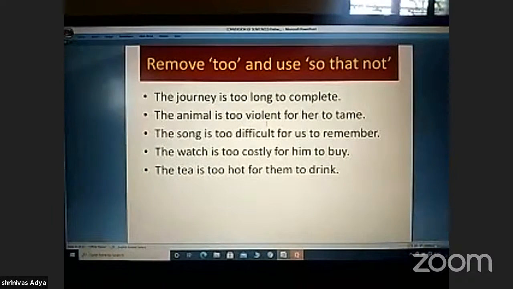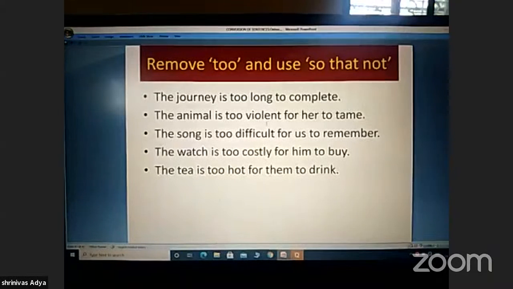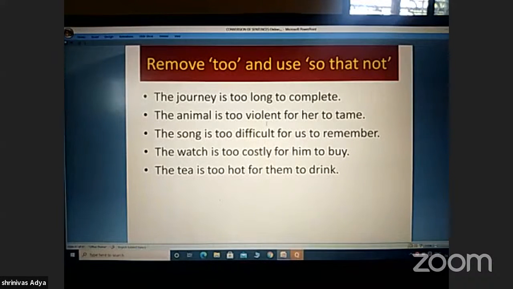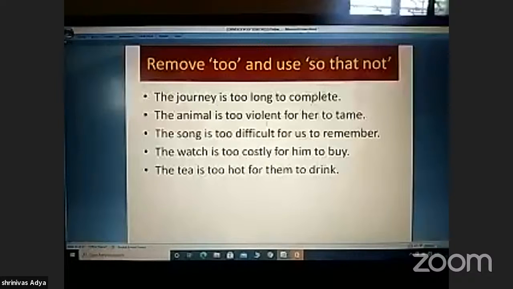Passive voice. They cannot drink it. The tea is so hot that they cannot drink it. Them changes to they, correct. Passive voice sentence. The tea is too hot for them. The tea is so hot that it cannot be drunk by them.